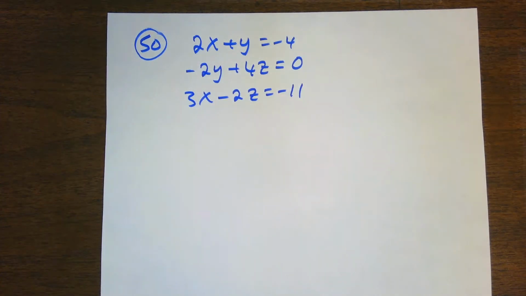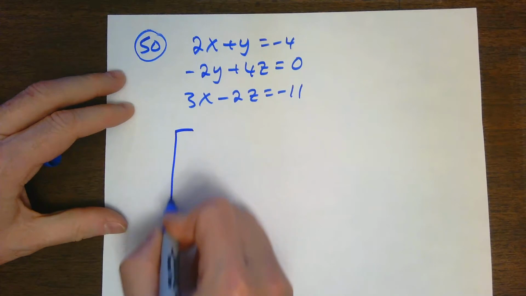2x and y is negative 4, negative 2y and 4z is 0, 3x minus 2z is negative 11. And you might be looking at this and thinking, wait a minute, is this really a system of 3 equations with 3 variables? Yes, I've got x, y's, and z's.